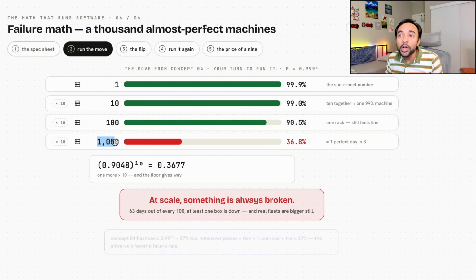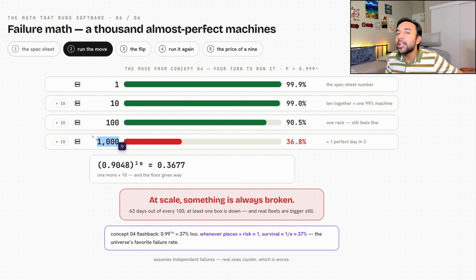Scale this service even higher. Let us say now you have 1,000 servers. You multiplied it by 10. What happened suddenly? 0.9048 raised to the power of 10. Suddenly your availability is only 36.7%. What I'm trying to say is there is only a 36.78% chance that all of your systems will be up.